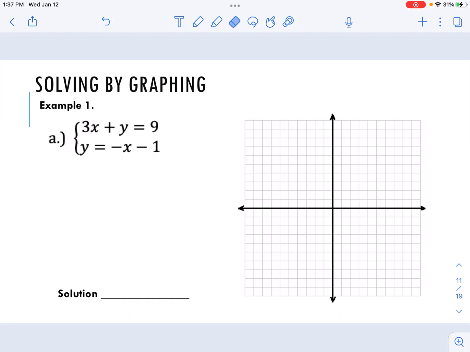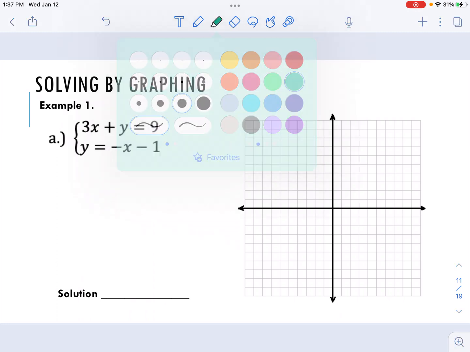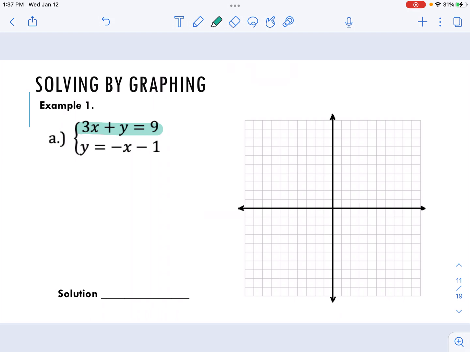Now I take a look here and I'm going to first ask myself, what do I notice about both of these linear functions? Well, in this one that I'm going to highlight in green, I notice that the first one's in standard form. So I'm going to use what I know about standard form and graph 3x plus y equals 9. I know that if I cover up x and solve for y, y is 9, which means that my y-intercept is at 9. 1, 2, 3, 4.